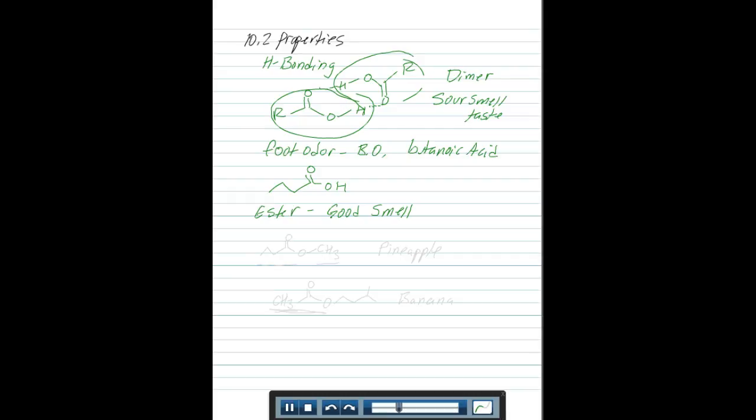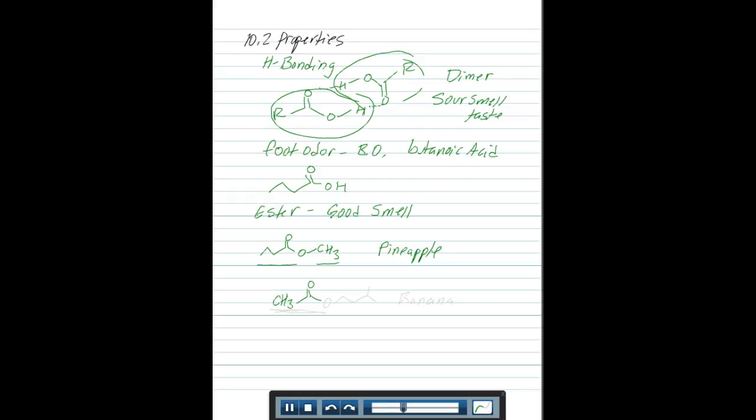So just to give you an example of an ester, this is kind of actually interesting. If you take butanoic acid, which smells like foot odor, and make a methyl ester of it. So here's the butanoic acid, and put a methyl ester. This is the main ingredient in pineapple. So pretty interesting that our BO is very similar to pineapple. I kind of always found that humorous.